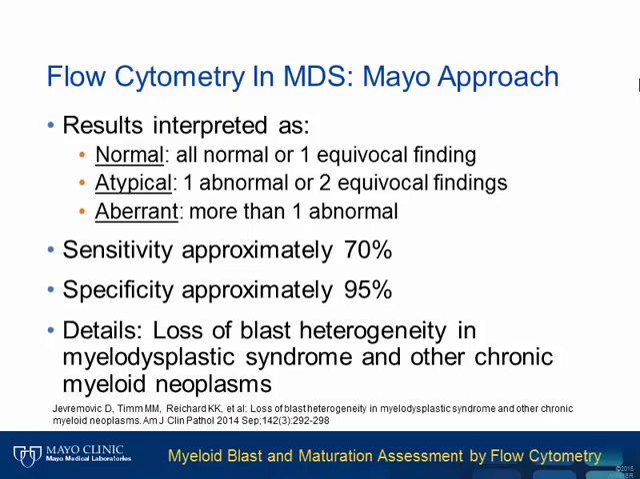The results of our studies are interpreted as normal, atypical, or aberrant. We decided to err on the side of caution and sacrifice some sensitivity in order to make sure that we do not overcall aberrant findings. Our sensitivity and specificity are approximately 70 and 95% respectively. More details on our approach can be found in a recent publication in American Journal of Clinical Pathology.